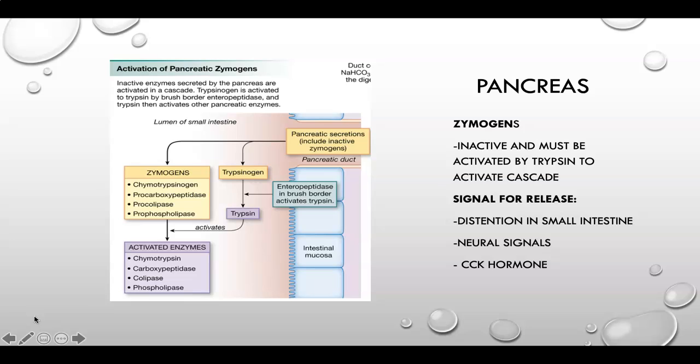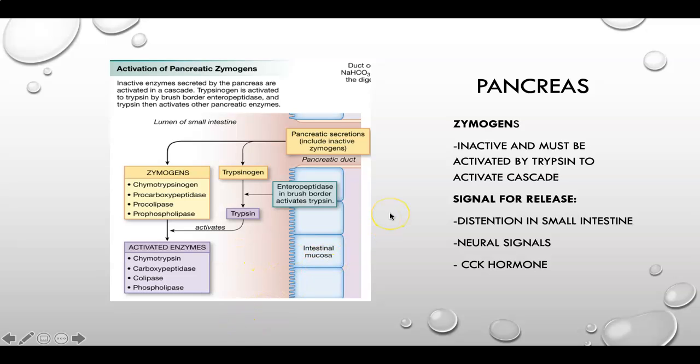So the Acini lobules secrete zymogens, which are inactive enzymes and must be activated by trypsin to activate the cascade that you see to the left. So zymogens and trypsinogen are what initially are secreted by the pancreas. Trypsinogen needs to turn into trypsin by the enteropeptidase in the brush border, which then activates to the left the zymogens to turn into activated enzymes, which is like chymotrypsin, carboxypeptidase, the colipase, and the phospholipase, all necessary for digestion.